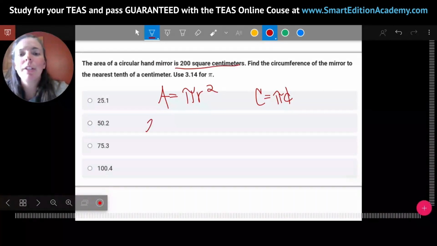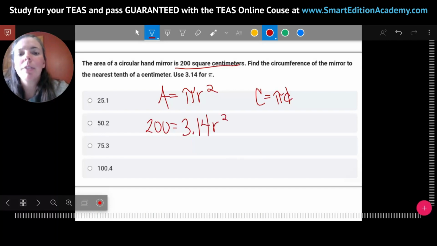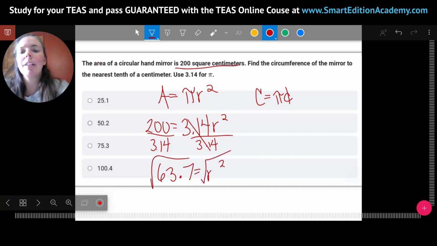So the area is 200. They're telling us to use 3.14 for pi. So first thing I have to do is solve for the radius. So I'm going to divide each side by 3.14. Plug that in my calculator, and I'm just going to round it a little bit. I get about 63.7 would be the radius squared. And if I take the square root of that, that's pretty close to 64. So my radius is about 8.